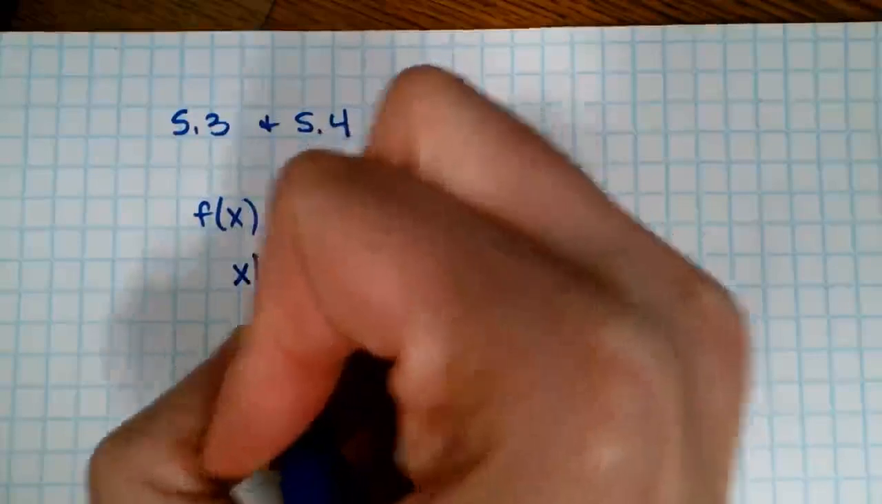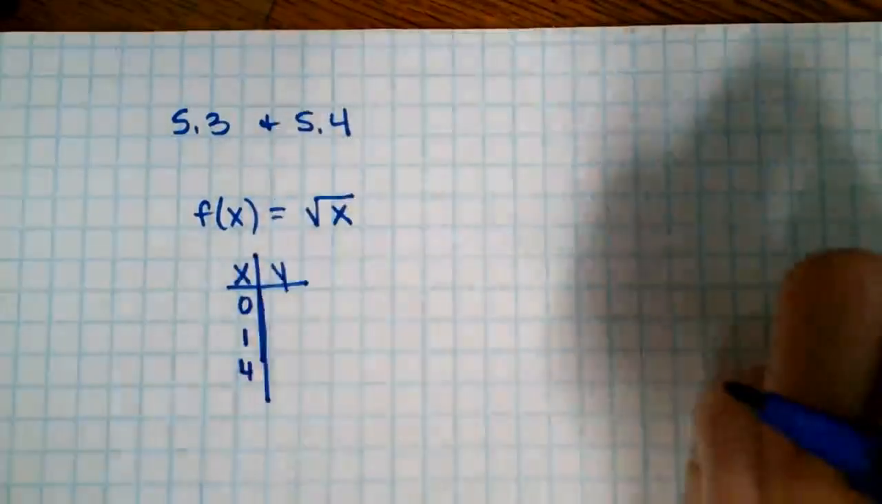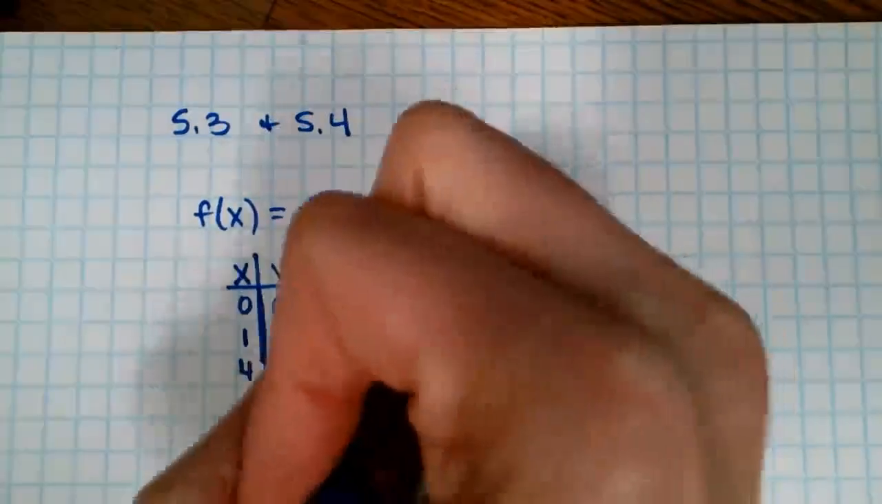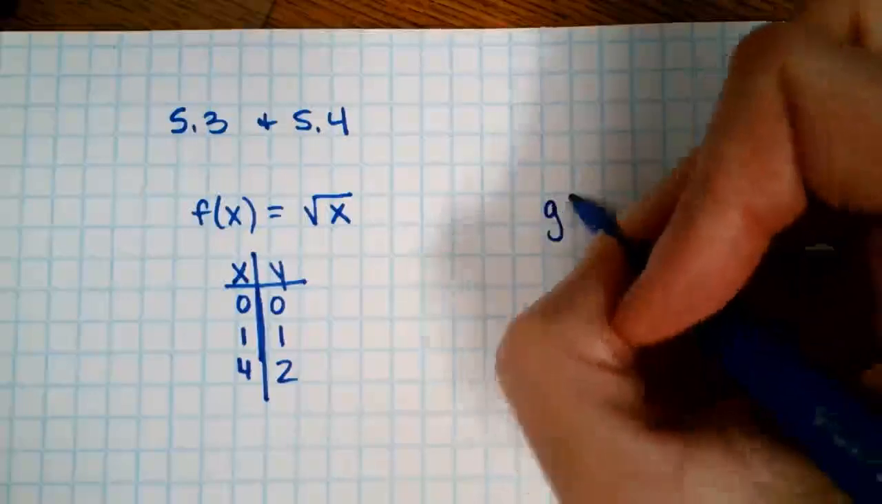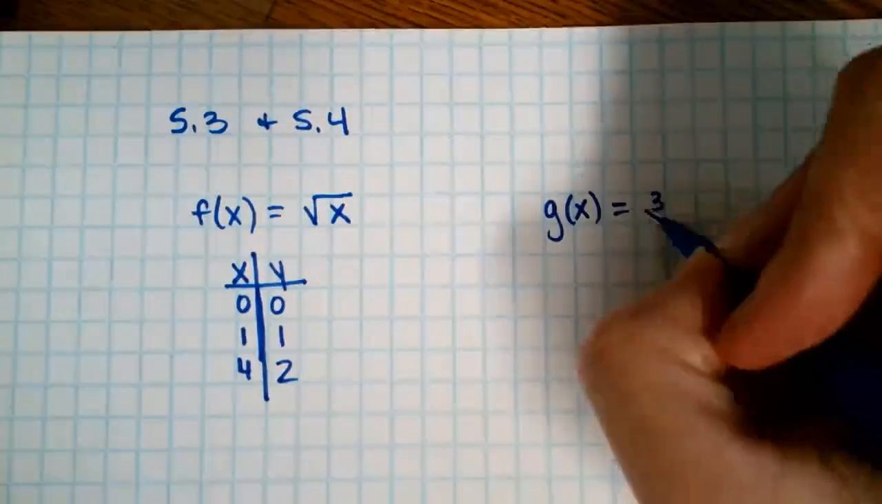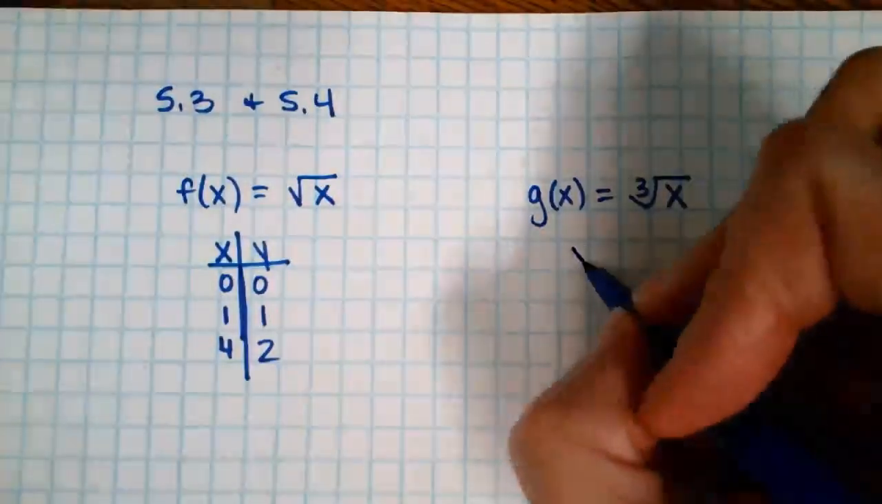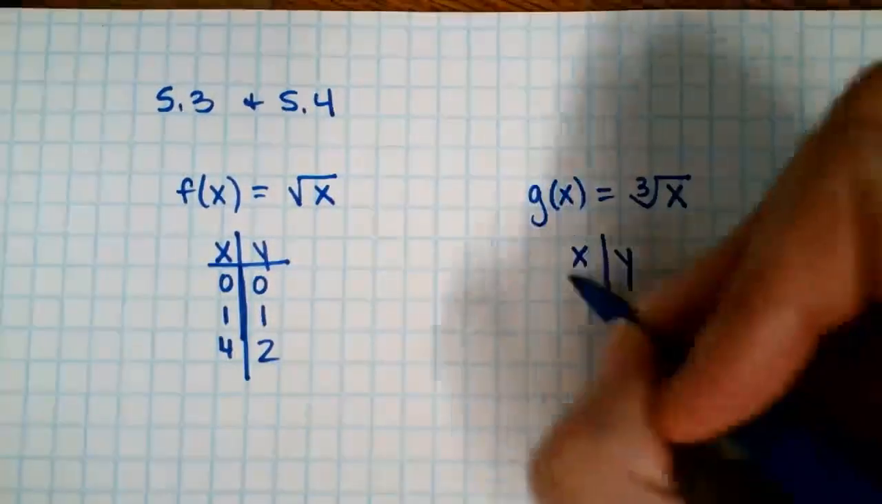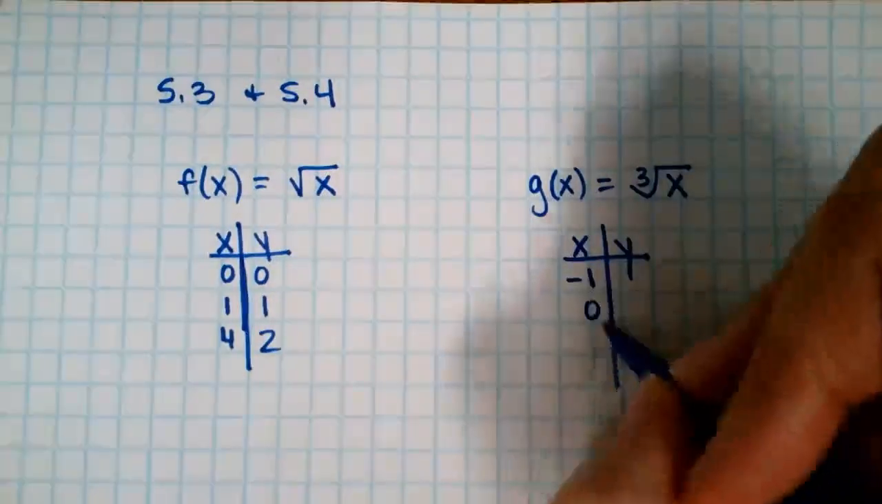When we start the square root function, we want to pick easy points to plot. Easy numbers to take the square root of: 0, 1, and 4. When we do the cube root function, we want to pick easy numbers to take the cube root of. You can use 5 numbers if you want. It gives you a better shape, but we're just going to use 3.